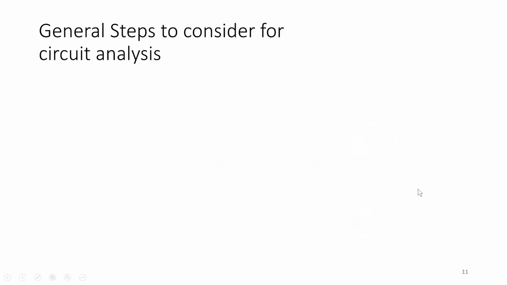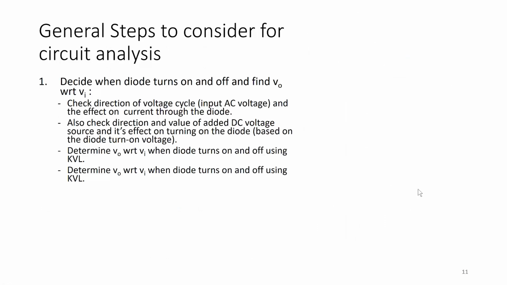The general steps to consider for circuit analysis in clipper circuits are, first, to decide when the diode turns on and off and find V out with respect to V in for each case. How do we decide? You have to check the direction of the voltage cycle, which is the input AC voltage, and the effect on the current through the diode. Also check the direction and value of the added voltage source and its effect on turning on the diode. Are the values not enough to supply the forward voltage, making it impossible for the diode to turn on?